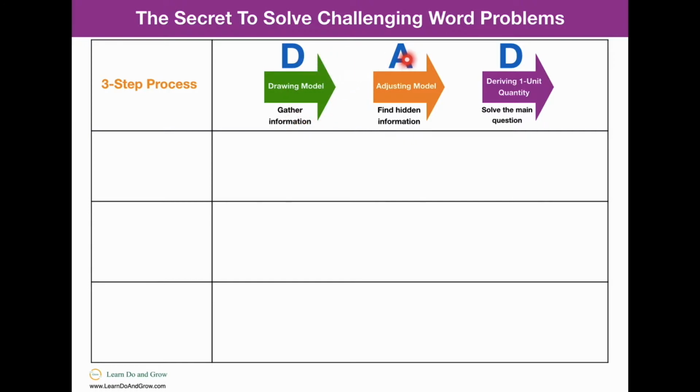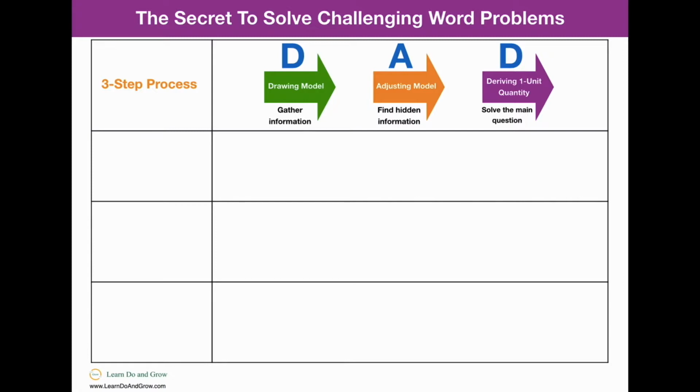After that, A is adjusting the model. Normally, the question they give you is complex, so the model is not so straightforward, and it is very difficult for comparison, or it is unable to compare. So in order to have a meaningful comparison, we adjust the model. And why do we want to do that? Because we want to find hidden information. The moment we adjust the model and standardize the unit, we can find any hidden information on the model itself.